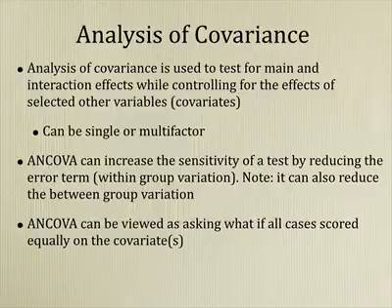So analysis of covariance is used to, again, test for main and interaction effects, just like Bobby had mentioned a minute ago regarding ANCOVA, but at the same time controlling for the effects of some selected other group of variables or covariates.